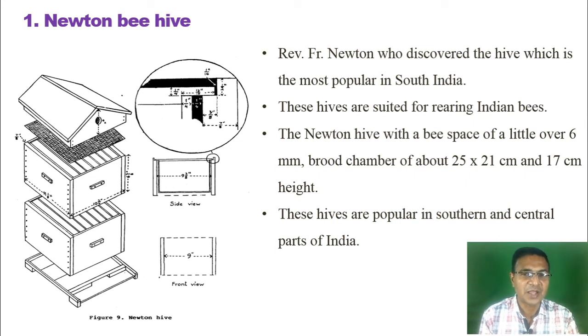The Newton beehive was first constructed by Newton, who discovered the hive, and it is much more popular in South India. These hives are very suitable for rearing Indian bees, especially Apis cerana indica. This hive maintains a bee space of around 6 millimeter, and the brood chamber is about 25 by 21 centimeter with a height of 17 centimeter. These hives are much more popular in the southern and central parts of India.